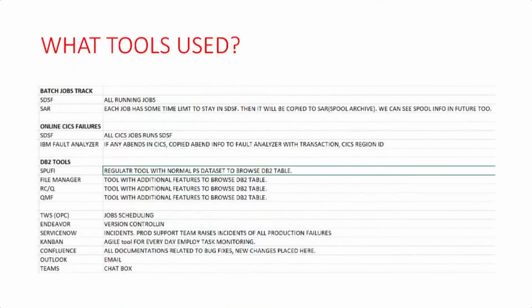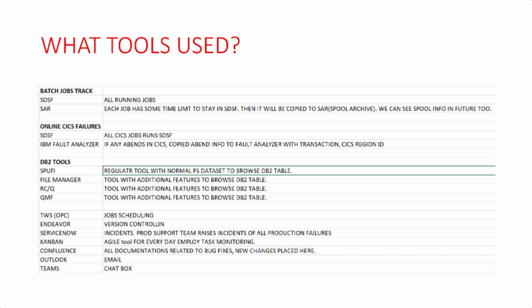Now we will finish a few general questions. What tools are used? For batch job tracking, the jobs we have tested all go to SDSF, as we know from training time. In real time we will have thousands of jobs, so each job won't stay in SDSF itself. After 5 minutes, those will be archived to the spool archive tool, called the SAR tool. It looks the same as SDSF, but only archived jobs are placed there.